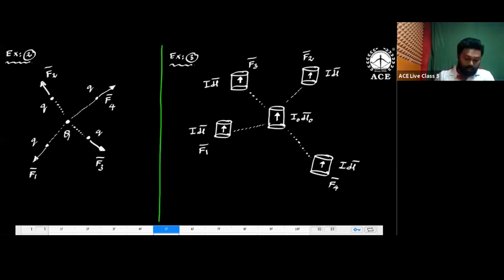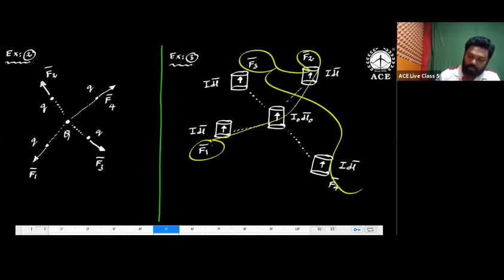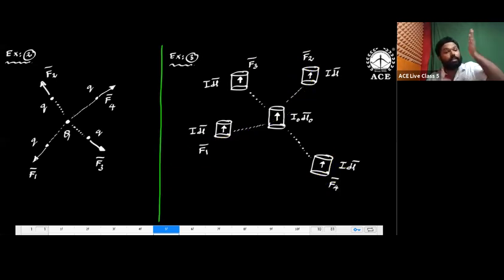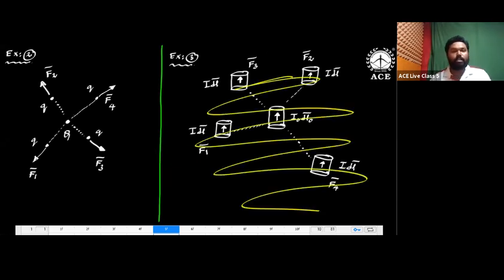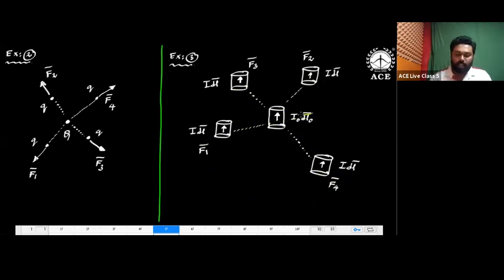What is the physical quantity here? F1 here, F2 here, F3 here, F4 here. What is the physical quantity here? Magnetic force is a physical quantity which is different at the different locations. Then you can say that this current carrying conductor is surrounded by what is called a magnetic field. What is it? Magnetic field.